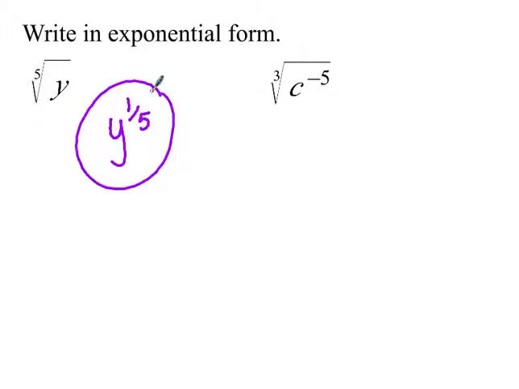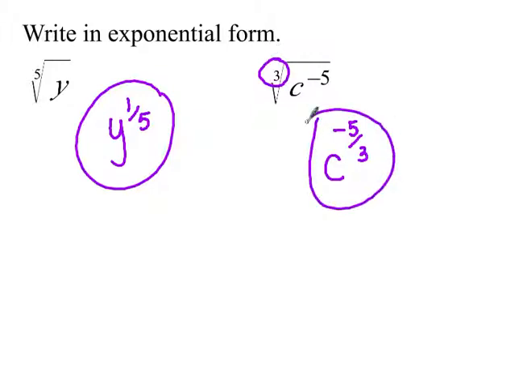So I want you to think about that next one and think about how that's different. Okay? We know it's going to have a c, right? So what do you think my exponent will be? Negative 5 over 3, exactly right. It's going to be whatever power is with the c, and then you're always going to divide it by the one that's outside. So c to the negative 5/3. So think you can handle both of those?